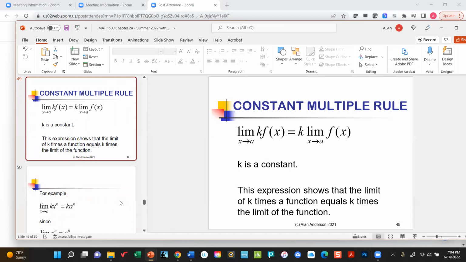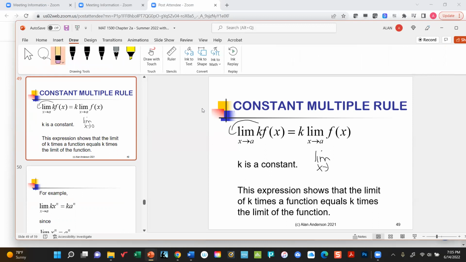If there's a constant in here, we can essentially just factor it out. So in other words, if you had the limit as x goes to 1 of, I don't know, 3x cubed, let's say. This can be rewritten very simply as 3 times the limit as x approaches 1 of x cubed.